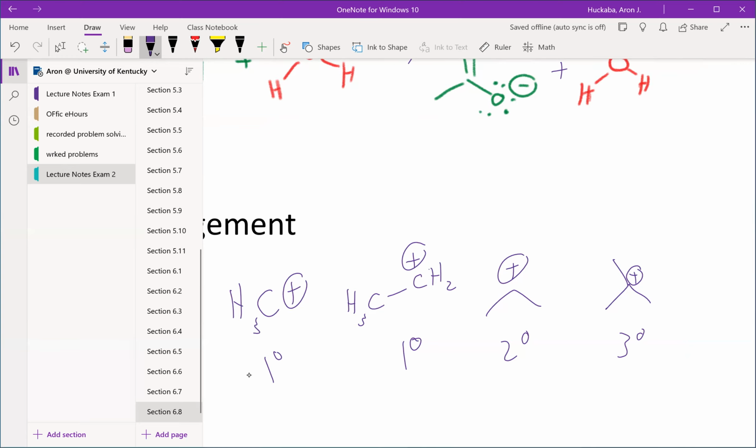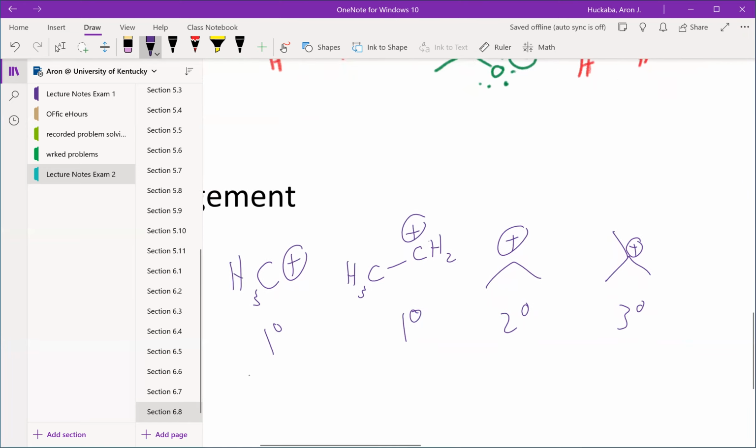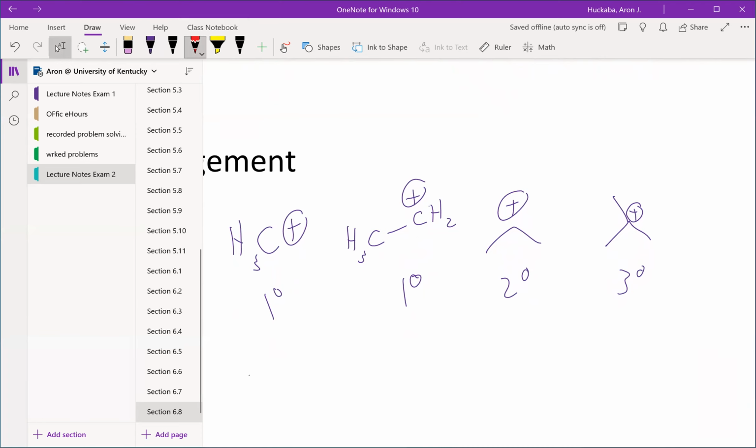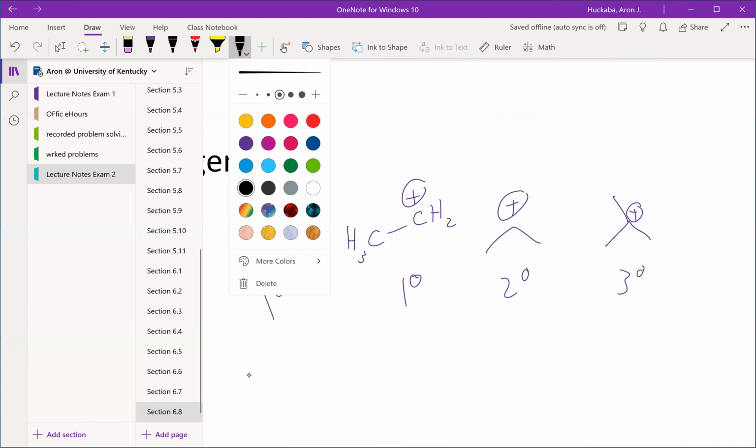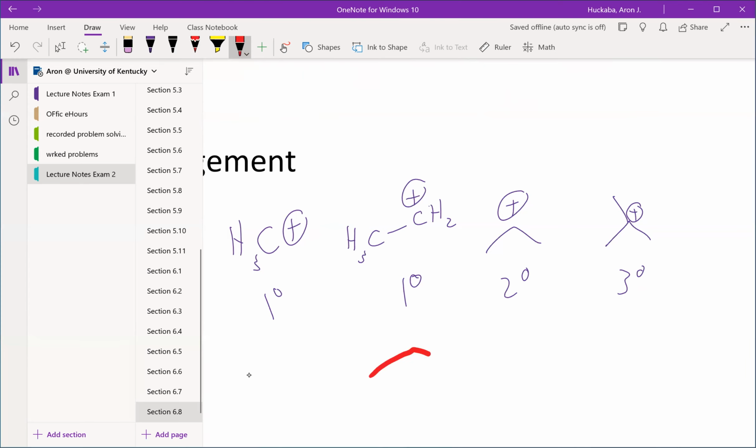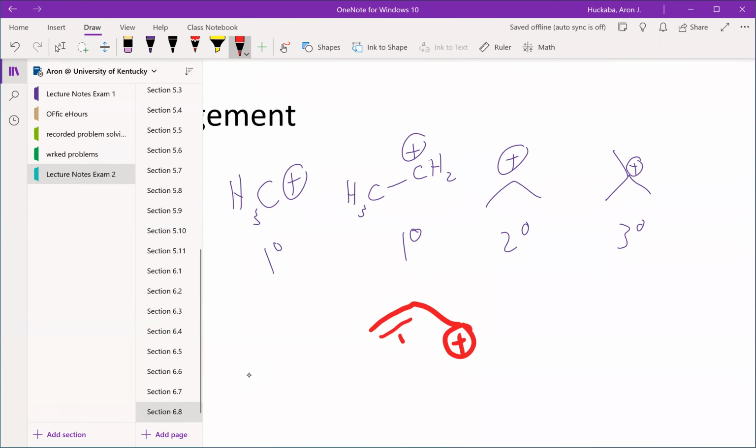It also depends on if there's resonance available. So for instance, we talked in the chapter on resonance. I think it was chapter 2. Yes. In chapter 2, we talked about the allyl cation, right? We talked about the allyl cation and how it had resonance that changed where the positive charge could be.